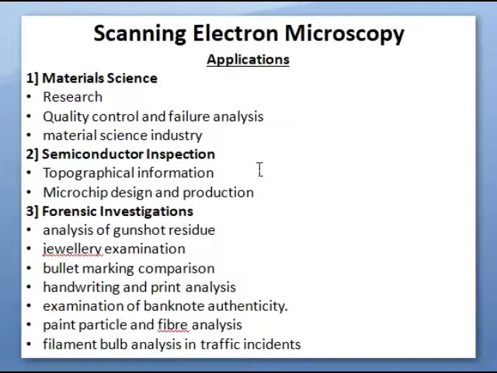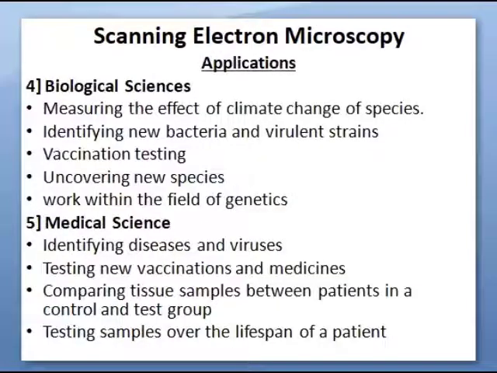The next application is biological sciences, where we can measure the effect of climate change on species by studying the species at a micron level or nano level, identifying new bacteria and virulent strains, vaccination testing, uncovering new species, and work within the field of genetics.